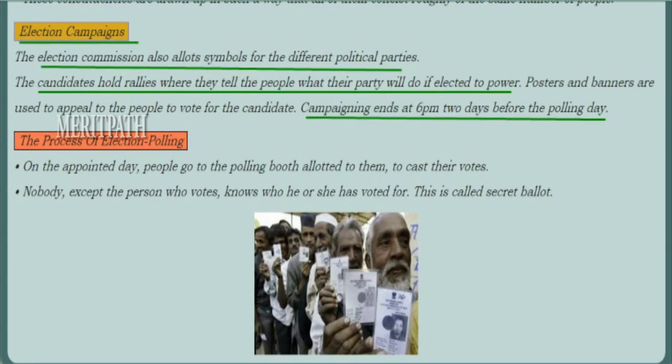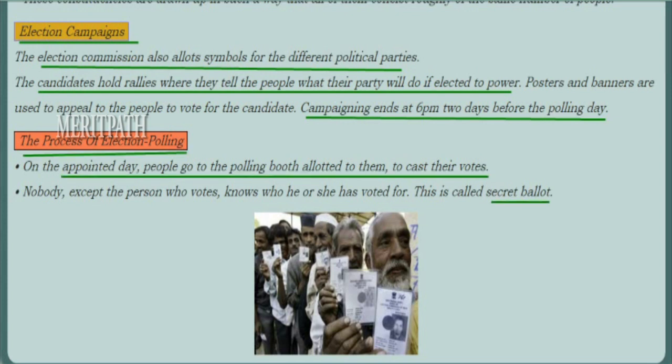Next is election campaign. Election Commission allots symbols for different political parties and candidates hold rallies where they tell the people what the party will do if elected to power. Posters and banners are used to appeal to the people to vote for their candidate. Campaigning ends at 6 p.m., 2 days before the election day.